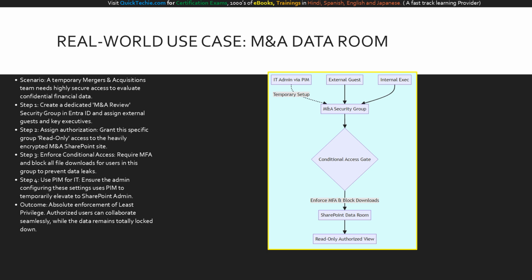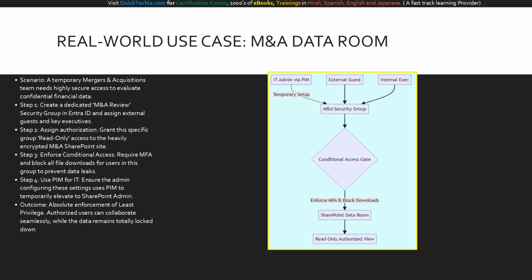Step 3. We layer on dynamic authorization. We build a conditional access policy specifically targeting this M&A group, mandating strict MFA and enforcing a session control that completely blocks the downloading or printing of any files. Step 4. The IT engineer setting this up uses privileged identity management to temporarily elevate their own role to SharePoint admin for exactly 1 hour to build the site, leaving no standing privileges behind. We have perfectly executed zero trust authorization.